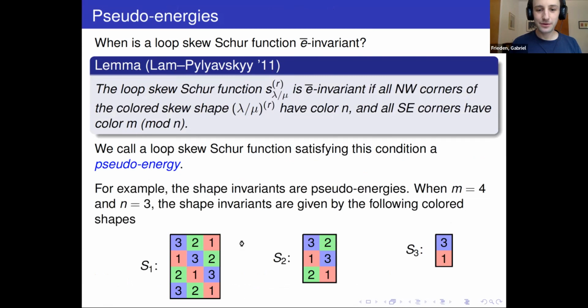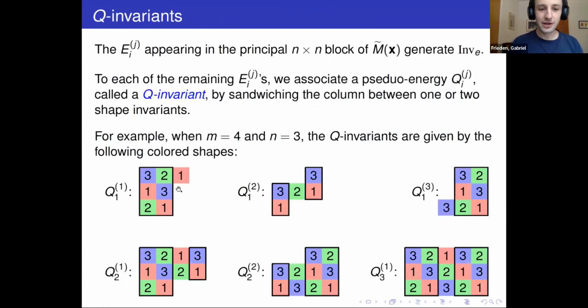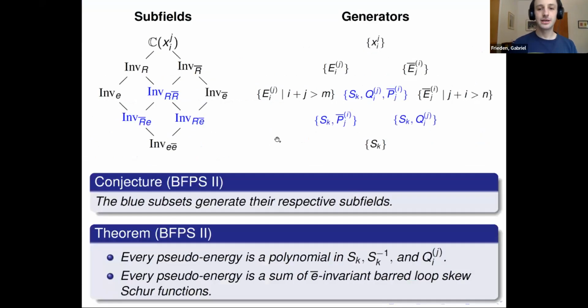And it turns out that for the other generators we need to generate the R and R bar invariants, you start with certain columns, which I'm not going to say which columns you can put here, and you put some analog of the elementary symmetric function, which is a single column with colors. Then you attach shape invariants so that the top left corners always have color n, and the bottom right corners always have color m. It turns out this gives you an invariant, and these conjecturally generate this field.